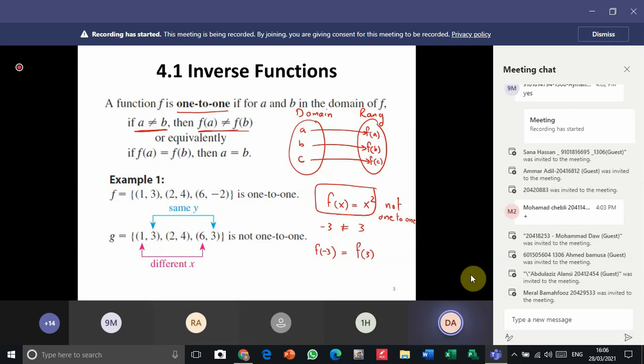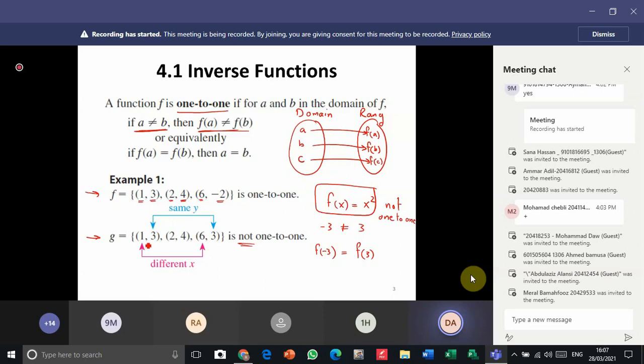If we need to check one-to-one in sets of ordered pairs like this, in f and g, look at f: we have x-coordinates 1, 2, 6, and y-coordinates 3, 4, and -2. These are different. So each value in the domain has a separate value in the codomain, or the range. Okay, but g is not one-to-one.